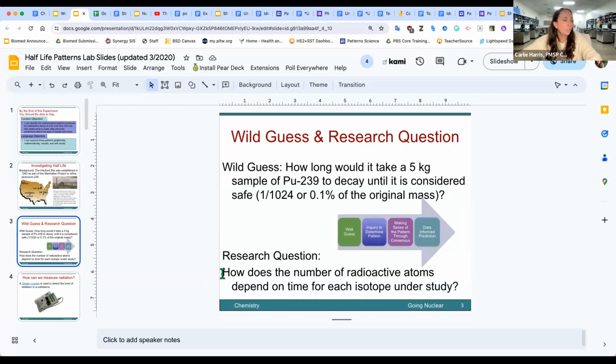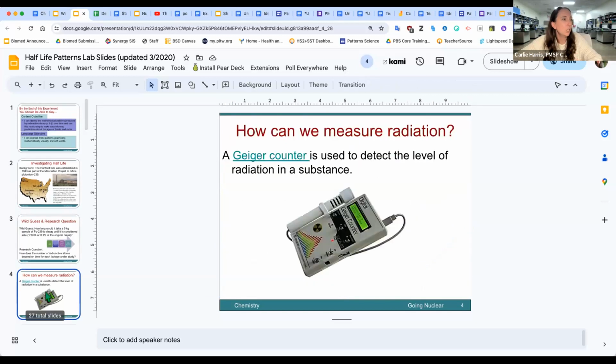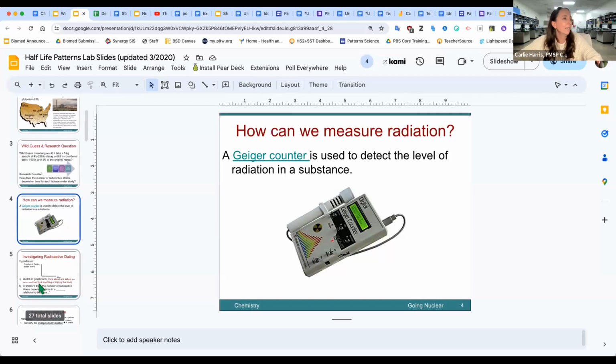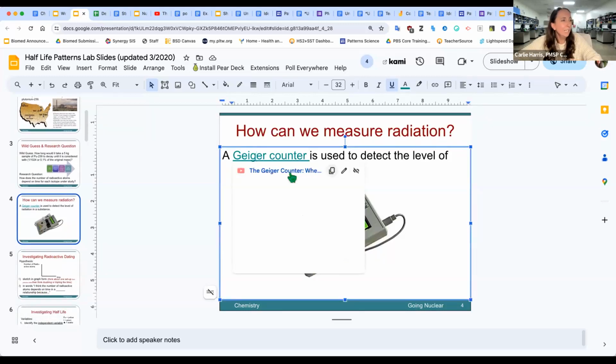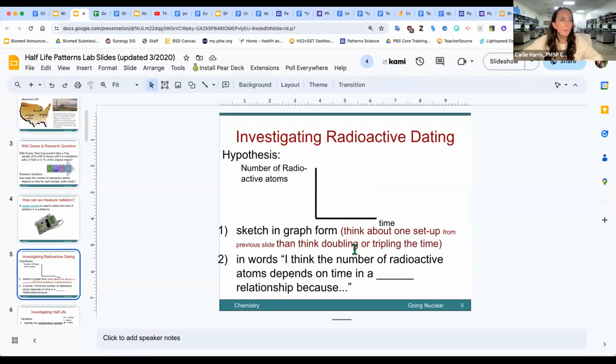So our research question is, how does the number of radioactive atoms depend on time for each isotope under study, right? So we introduce our students to a Geiger counter, which is really fun. There's a little, I think, a video here about Geiger counters and how they work. We help them set up their lab, right? So let's take a look at that.